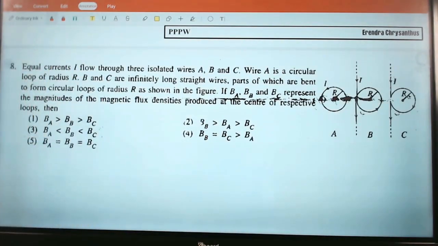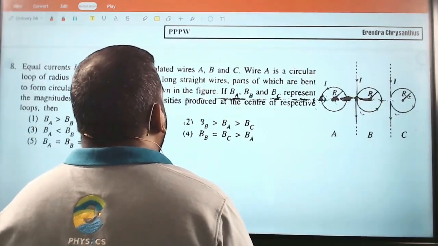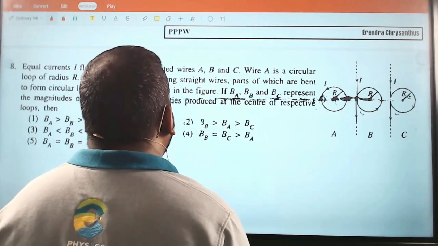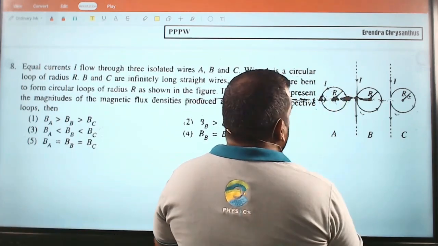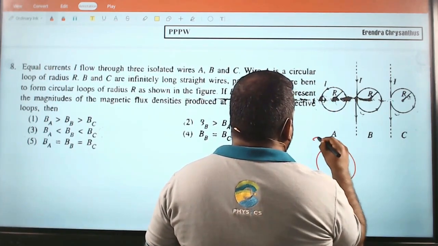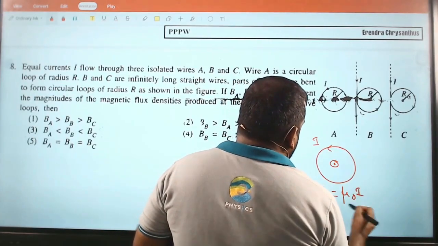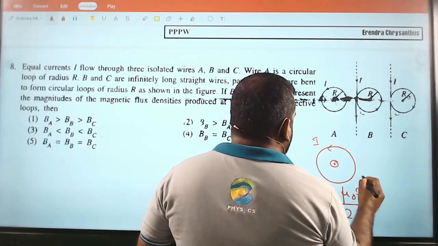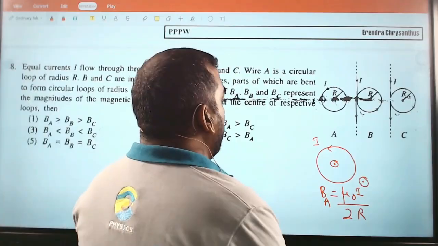Equal currents I flow through 3 isolated wires A, B, C, where A is a circular loop of radius R, and B and C are infinitely long wires. If BA, BB, BC represent the magnitudes of the magnetic flux density at the center respectively. So here current is going in that direction. Field at the center is outwards: mu naught I divided by 2R. Field coming outwards, that is BA.